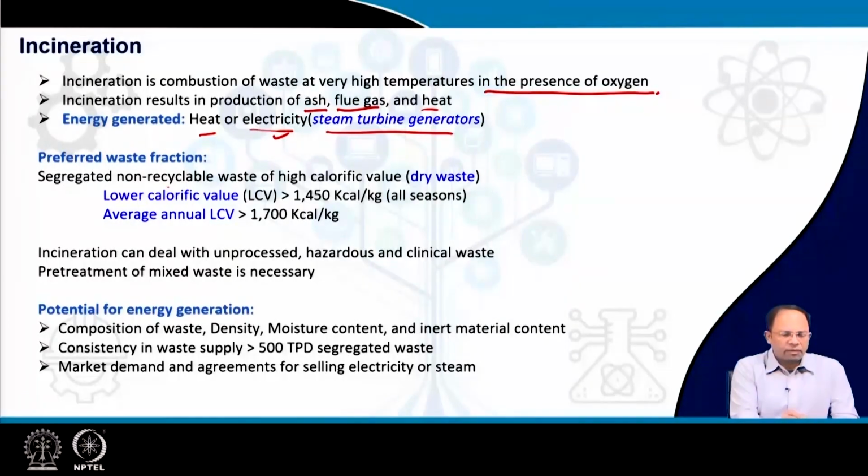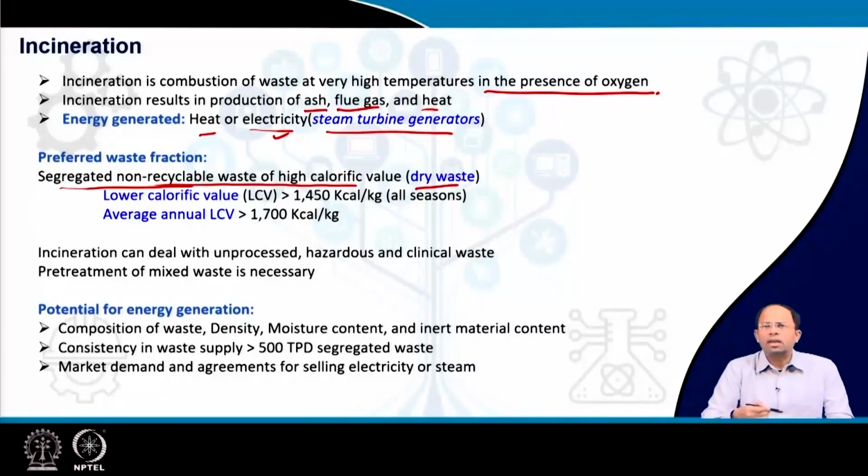Now, usually for incineration, we want segregated, non-recyclable waste of high calorific value. And of course, this should be dry waste, not organic waste, right? Organic waste should go for composting or biomethanation and so on. But still, the incineration process allows a little bit poorer quality of waste compared to other processes, compared to RDF and so on.